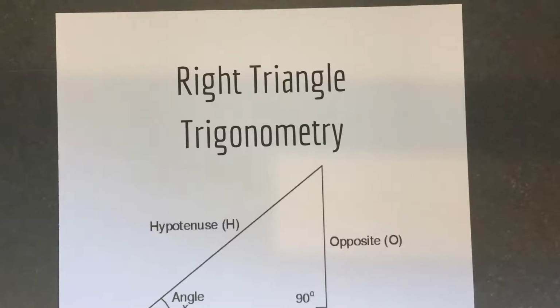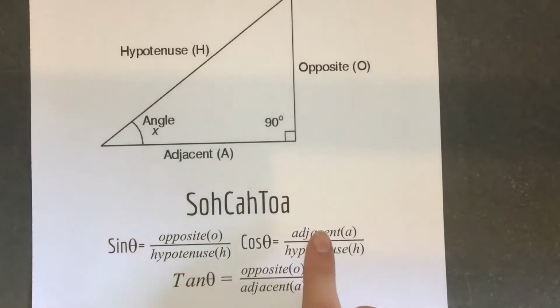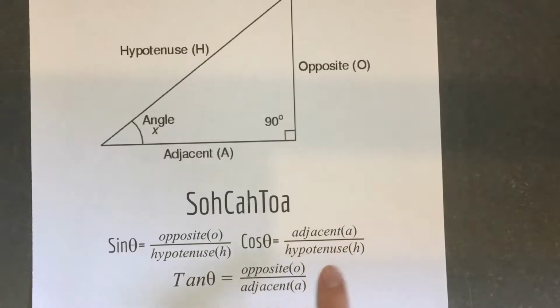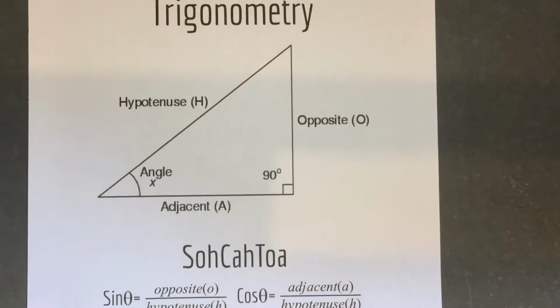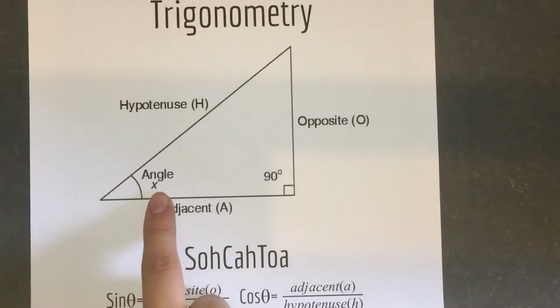Today we're going to be going over right triangle trigonometry. It's some pretty easy stuff, so you shouldn't have an issue. In right triangle trigonometry, we have the saying SOHCAHTOA, which stands for sine, opposite over hypotenuse; cosine, adjacent over hypotenuse; or tan, opposite over adjacent. An example of using this would be, this is a given angle or missing angle.